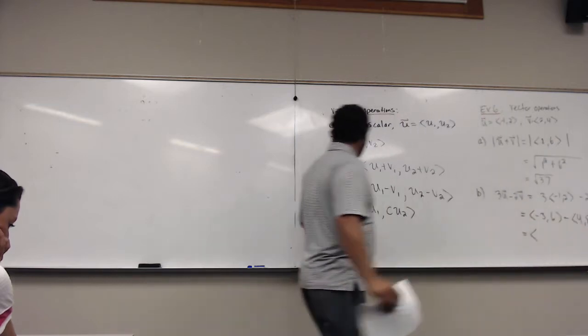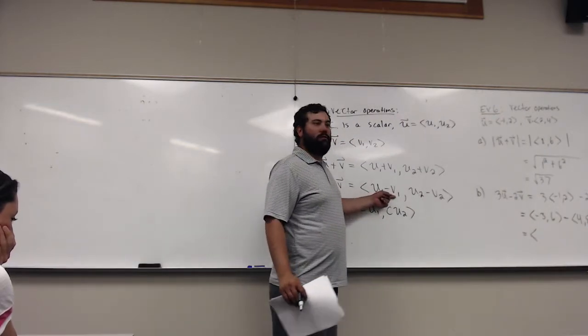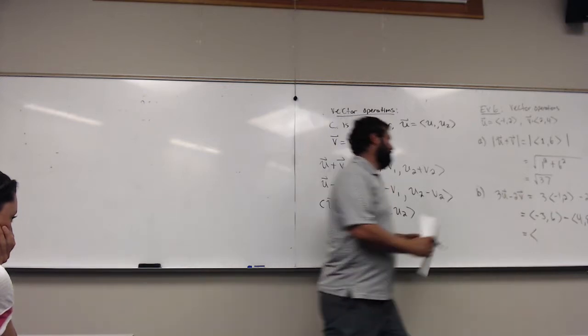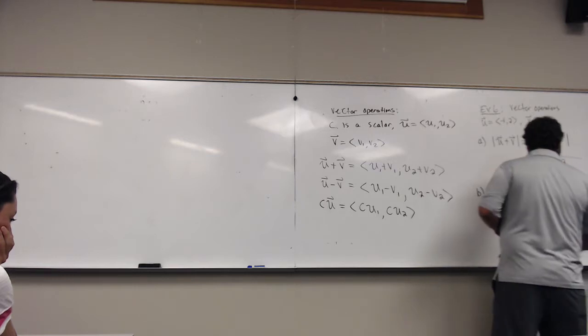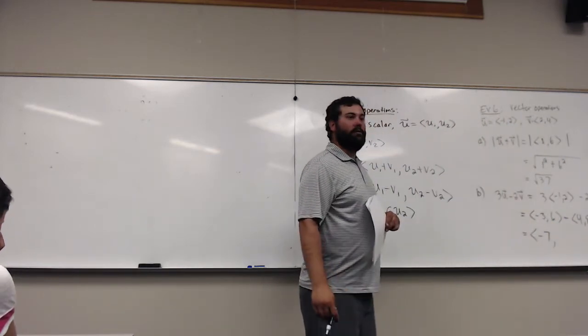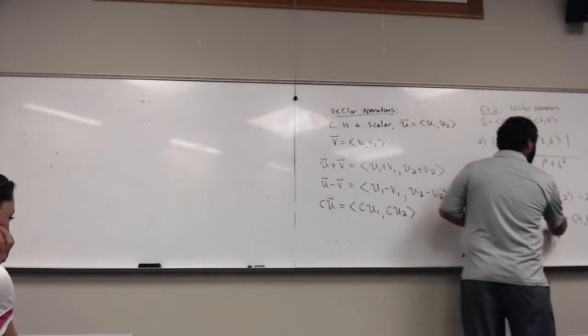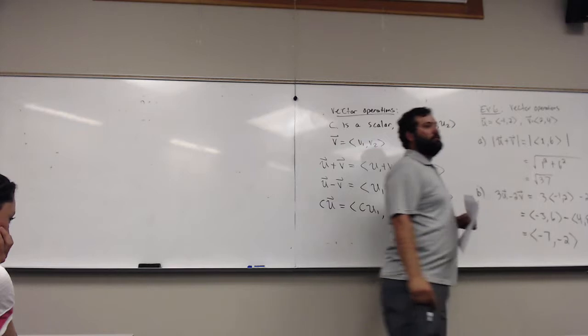And then now, if you're going to subtract two vectors, the first component is just the difference of the x components. -3 minus 4, so you get a -7. And then the y components, you're going to do 6 minus 8. 6 minus 8 is -2.